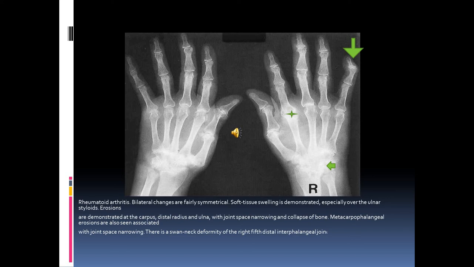The area of the styloid region could also be involved. As we can see on the small arrow, there is a soft tissue swelling and erosion in the ulnar styloid process.